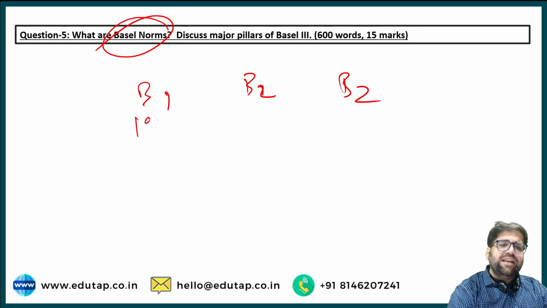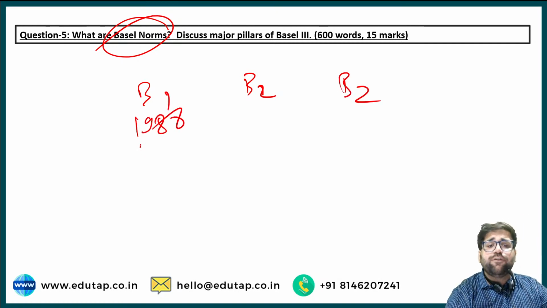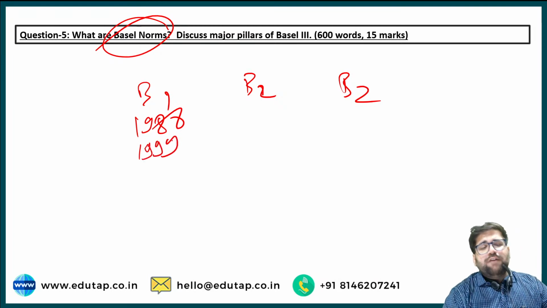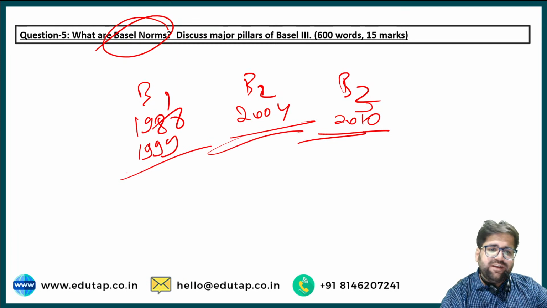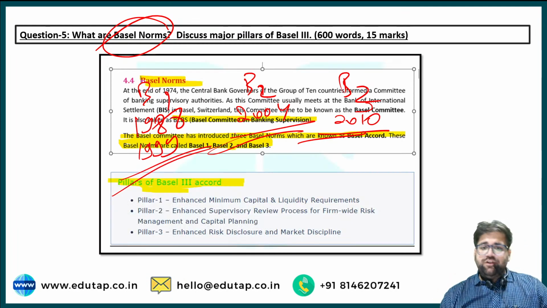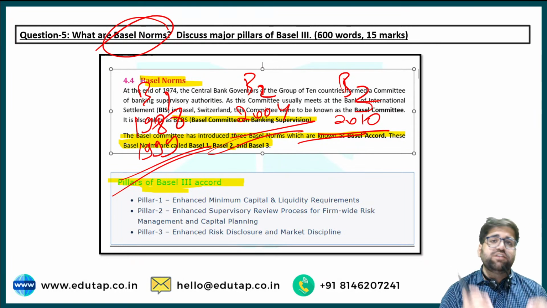Basel 1 came in 1988. It was established in India in the year 1999. Basel 2 came in 2004. Basel 3 came in the year 2010. All these facts have been given in your concept notes, and you could have easily scored this question provided that you have that particular knowledge in yourself.